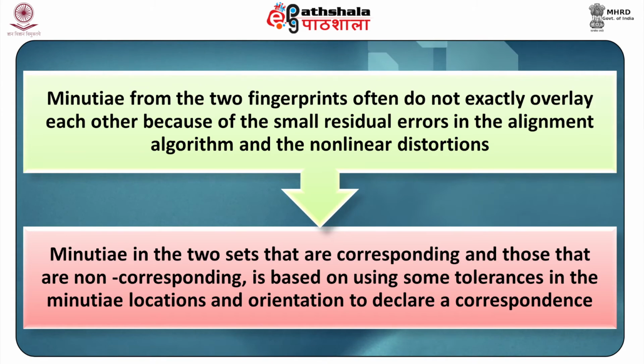The next stage in the fingerprint minutiae matching algorithm, which establishes the minutiae in the two sets that are corresponding and those that are not corresponding, is based on some tolerances in the minutiae locations and orientations to declare a correspondence. Because of noise that is introduced by skin condition, recording environment, imaging environment, and the imperfection of the automatic fingerprint feature extraction algorithm, the number of corresponding minutiae is usually found to be less than the total number of minutiae in either of the minutiae sets in the overlapping area.